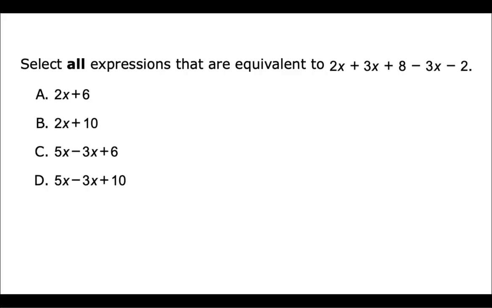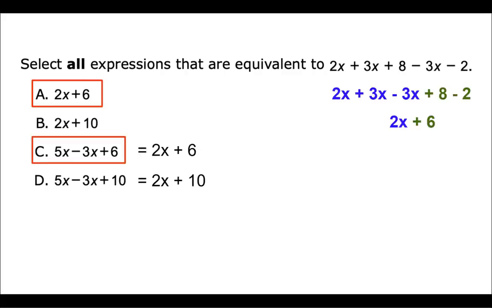Your choices are choice A, 2x plus 6, choice B, 2x plus 10, choice C, 5x minus 3x plus 6, and the last choice D, 5x minus 3x plus 10. Go ahead and pause the video and work on this problem. Okay, now that you worked on this problem, let's see if you got the correct answer. So, if you said A and C, that is the correct answer.